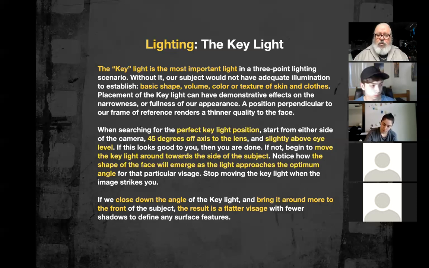When searching for the perfect key light position, start from either side of the camera, 45 degrees off axis to the lens, and slightly above eye level, which tends to also be about 45 degrees. If this looks good to you, then you're done with your key light placement. If it doesn't, start to move the key light around towards the side of the subject and notice how the shape of the face will emerge as the light approaches the optimum angle.